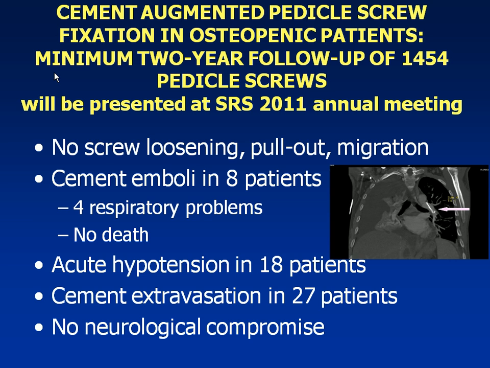So at the end, when we evaluated those 1,454 pedicle screws, we haven't seen any screw loosening, pull-out, or migration, or pedicle screw related complications. But we definitely had cement emboli in 8 patients, where 4 of them had respiratory problems. We didn't have any deaths, and we had acute hypertension in 18 patients, cement extravasation in 27 patients. Thank God we didn't have any neurological problems at the end of this procedure.